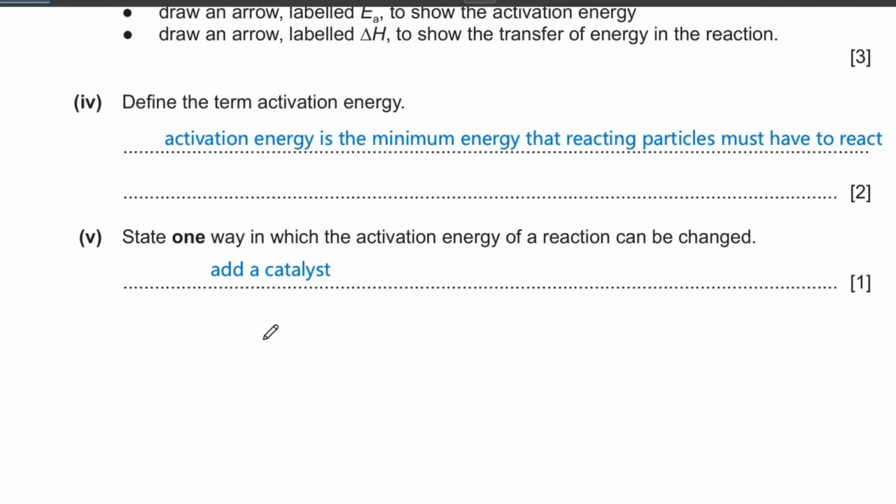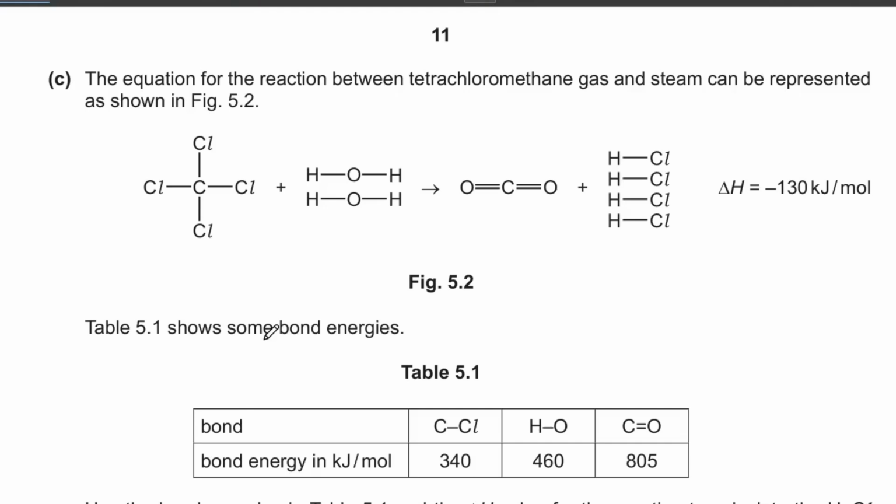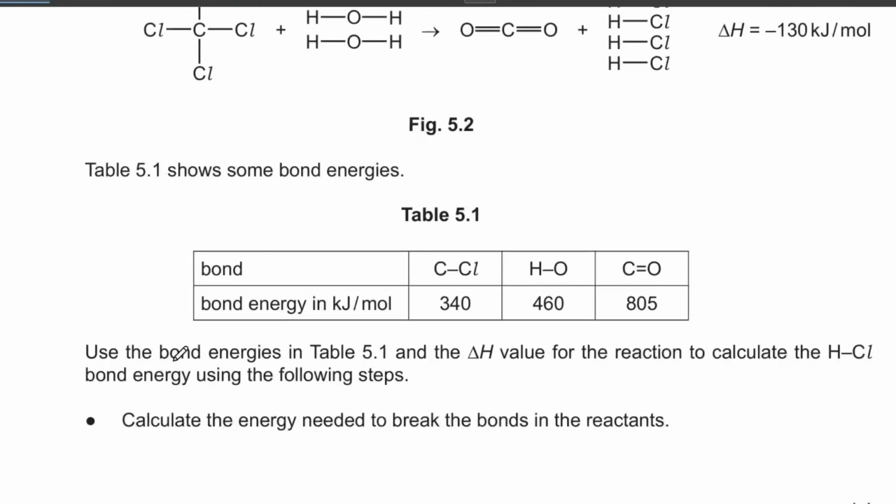Next, the equation for the reaction between tetrachloromethane gas and steam can be represented as shown. This is the displayed formula for the reaction. Table 5.1 shows bond energies. Use the bond energies in table 5.1 and the enthalpy change value for the reaction to calculate the hydrogen chlorine bond energy using the following steps. So let's follow the steps.